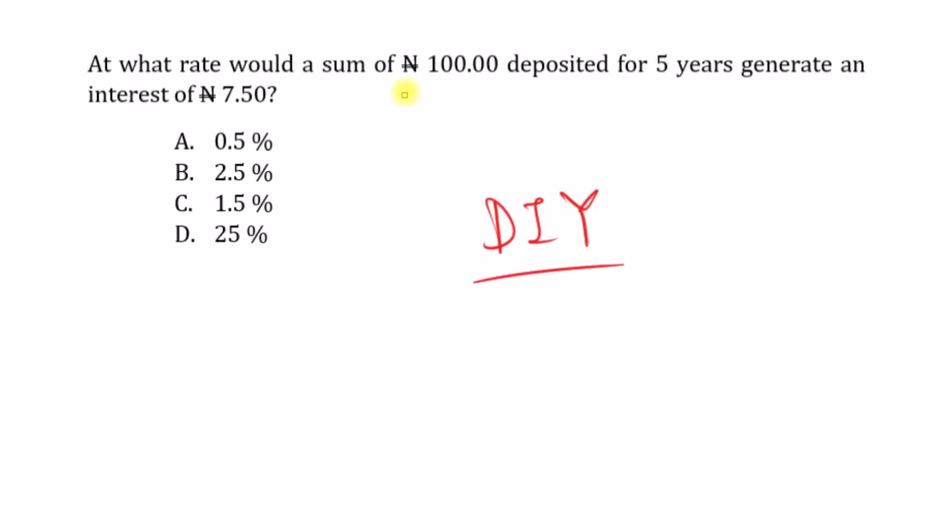At what rate would the sum of the principal deposited for 5 years generate an interest? This is the simple interest. You are looking at the rate. R is what you are looking for. Please lay hands on this and solve. I think it's quite straight and direct.